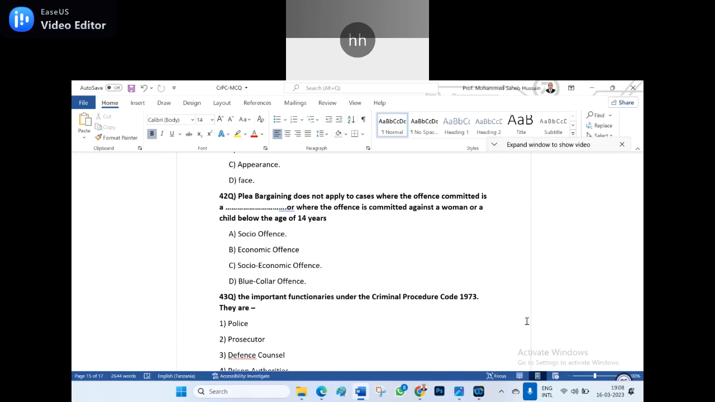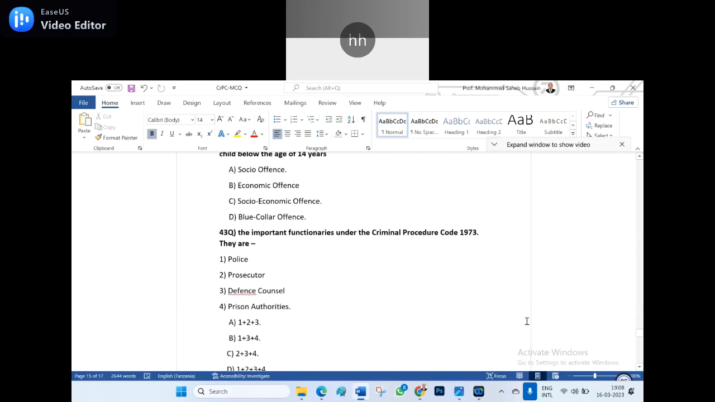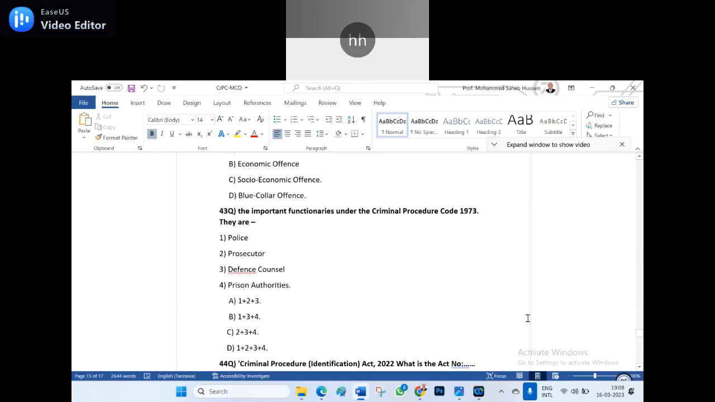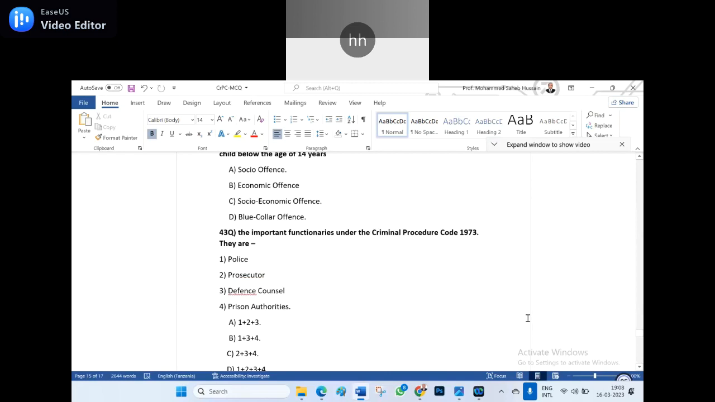Sutherland, if I am not mistaken. Okay, because we do have the socio-economic offences in our LLM as one of the optional courses. Now let us see the 43rd question. The important functions under the Criminal Procedure Code 1973.